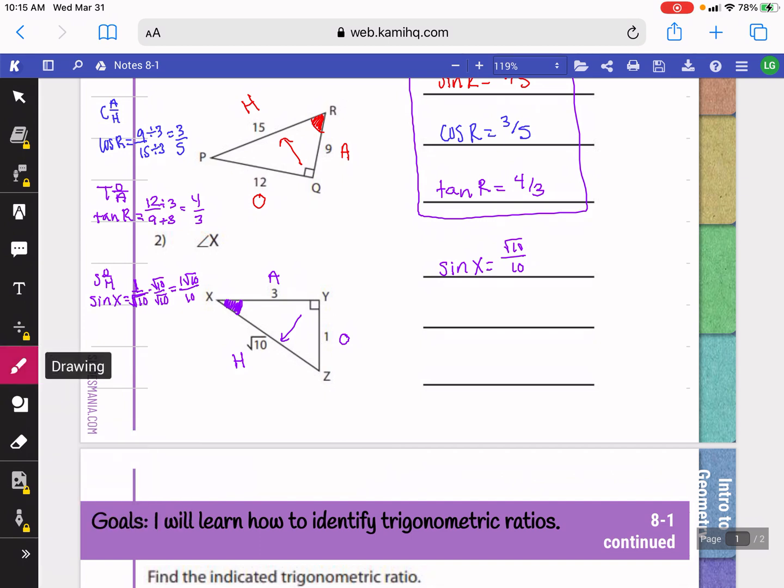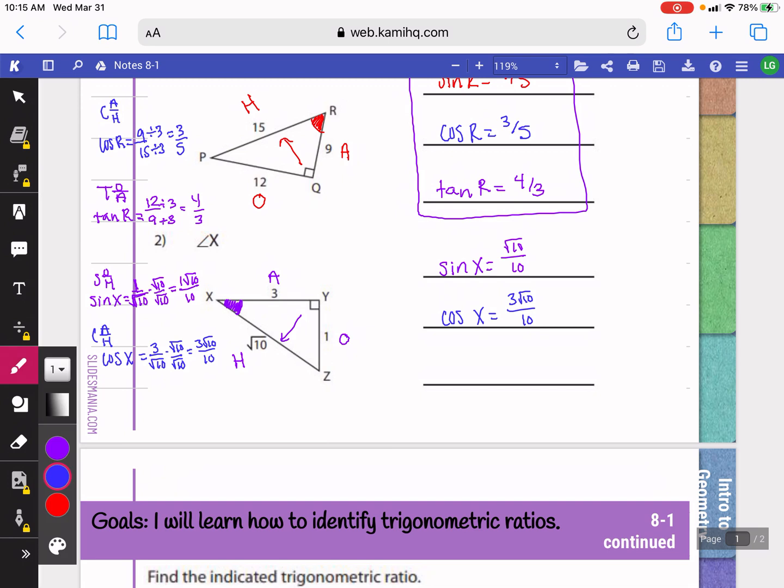Next, I'm going to find CA, which is cos. So SOH-CAH-TOA, I'm doing CA. So cos x is going to equal a over h, or 3 over root 10. Remember, you don't want a square root in the denominator. So I'm going to multiply by root 10 over root 10. That gives me 3 root 10 over 10. So cos x equals 3 root 10 over 10.